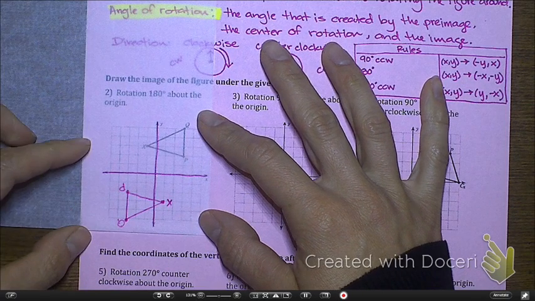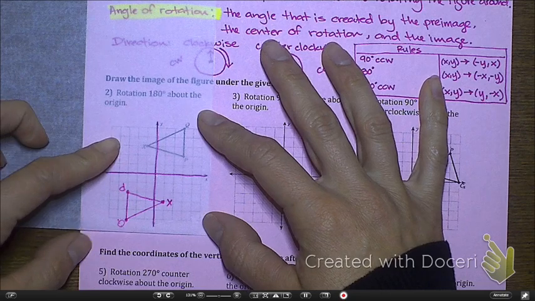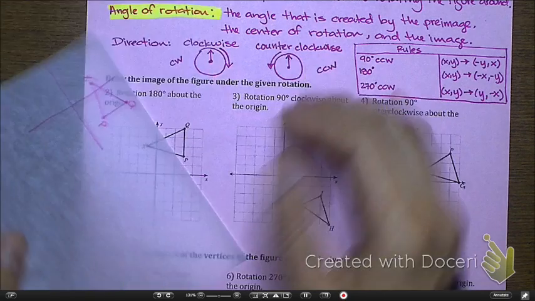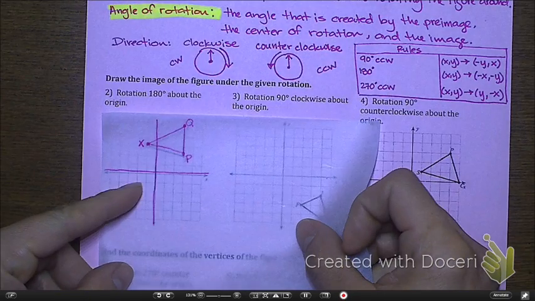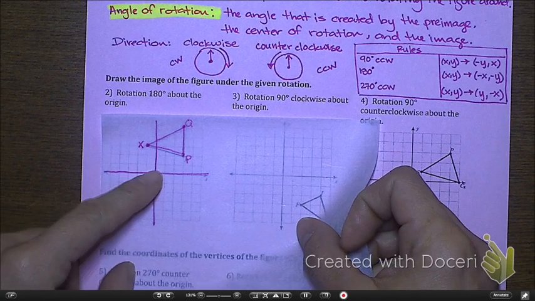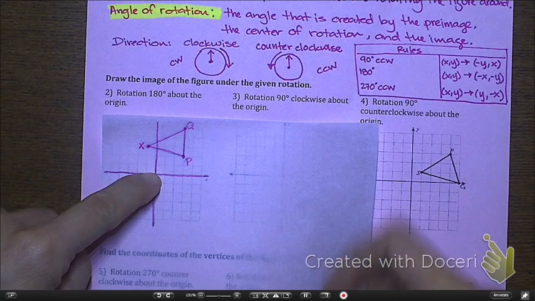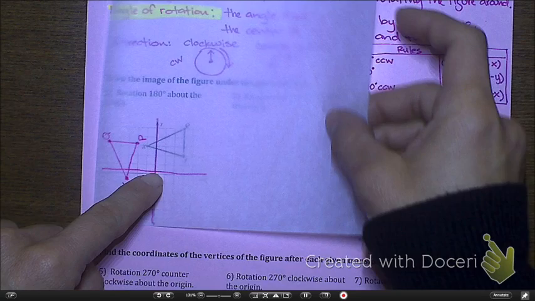But I'm not sure which way they wanted me to go. So let me go back and see what happens if I do the other way. What happens if I go counterclockwise? Here's 90.